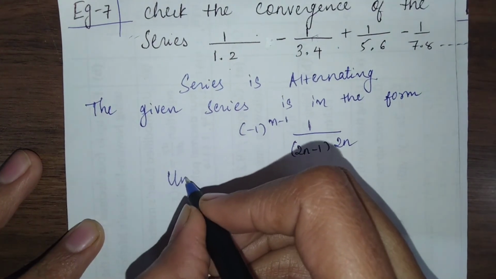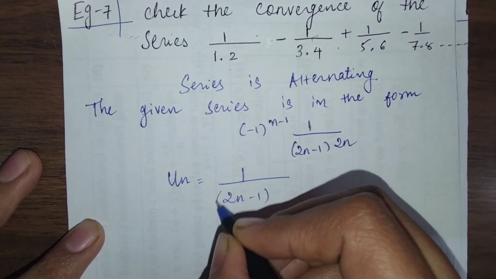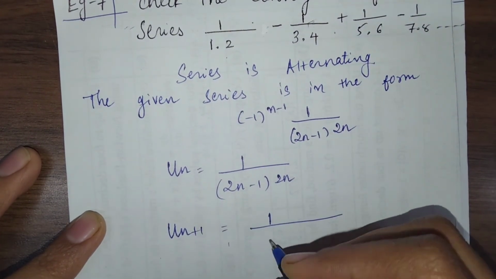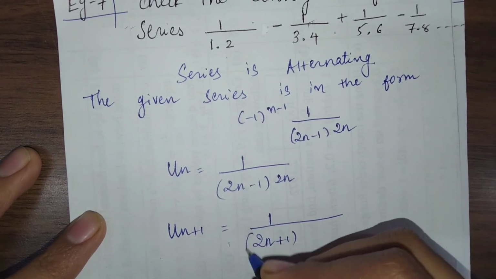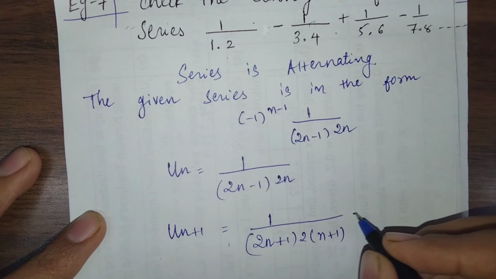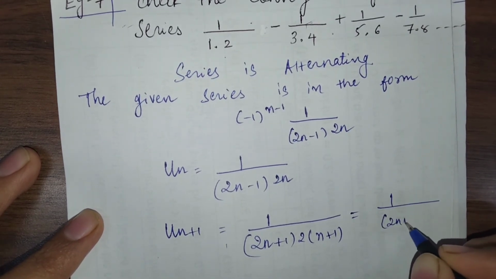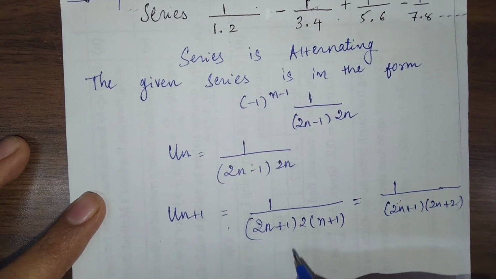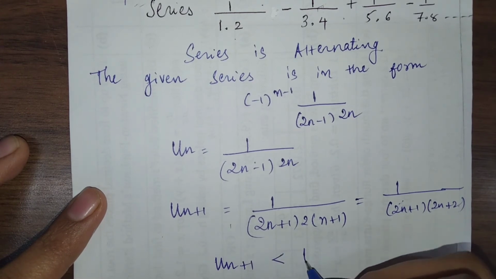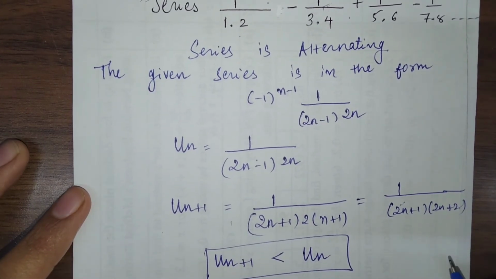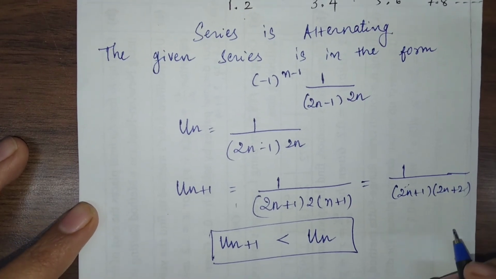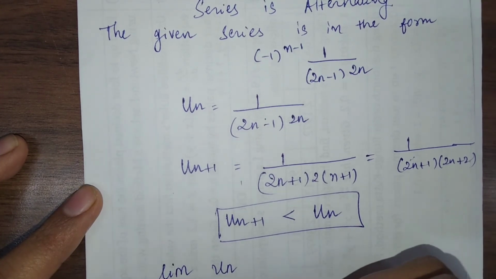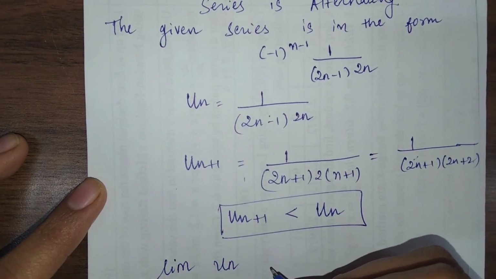So our un will be 1 by 2n minus 1 into 2n, and our un plus 1 will be 1 by 2n plus 1 into 2n plus 2. You can directly put the values and compare, then you will get un plus 1 will be less than un. So the first condition is satisfied. Okay. Now we have to check the second condition, that is limit n tends to infinity of un should be equal to 0. Then we will get the answer convergent.